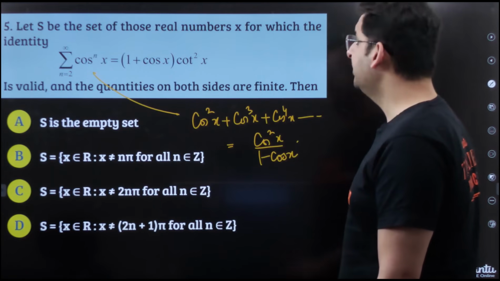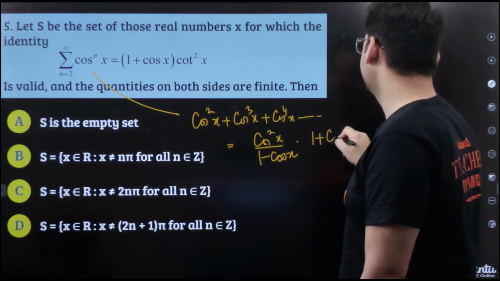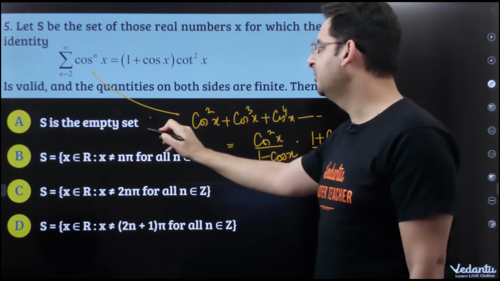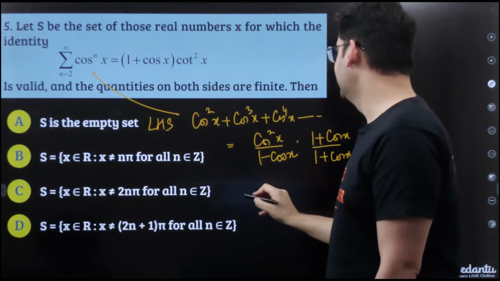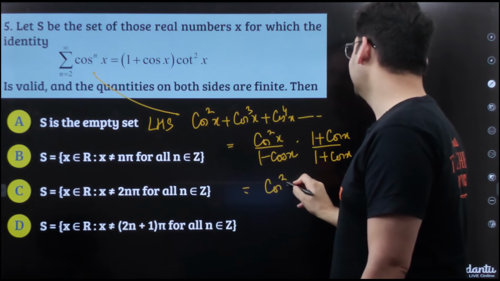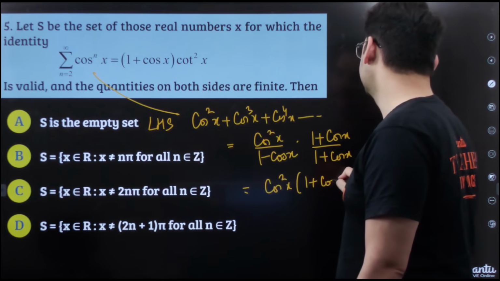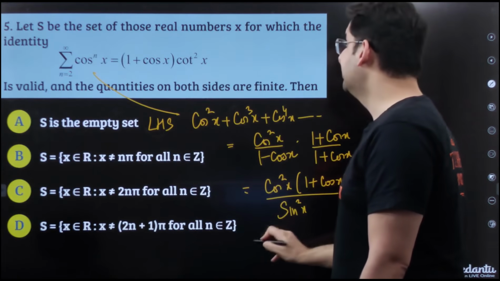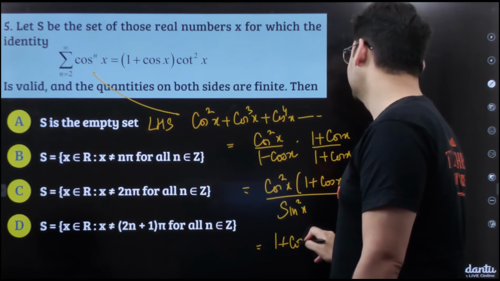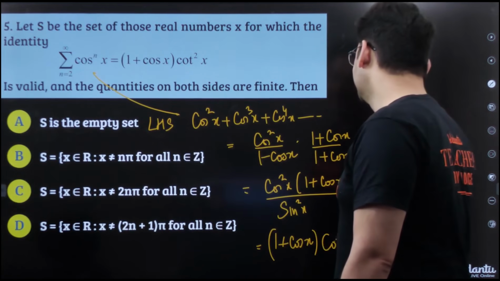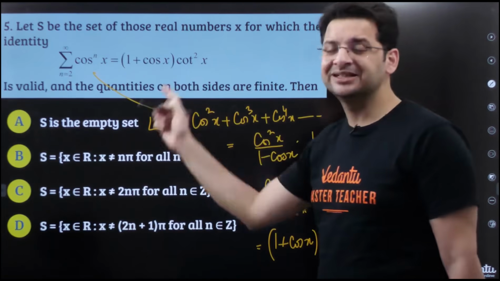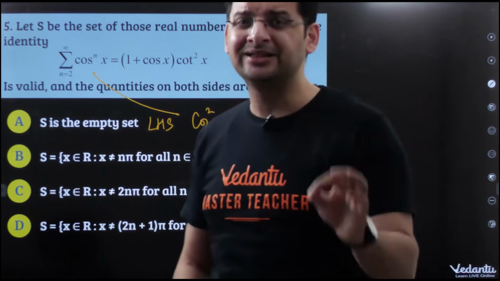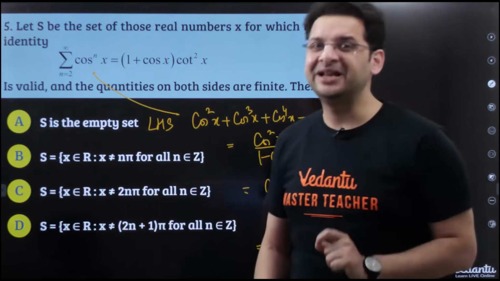Right. So what we can do here is multiply and divide by 1 plus cos x on the left hand side. We are only approaching the left hand side. So this is cos square x into 1 plus cos x upon 1 minus cos square x, which is sin square x. So this is 1 plus cos x into cot square x. So clearly this shows that left hand side is always equal to right hand side. The only thing is you need to ensure that this is always defined.